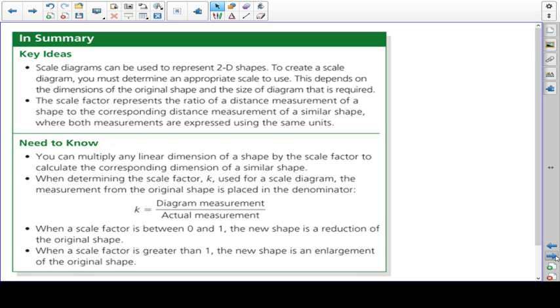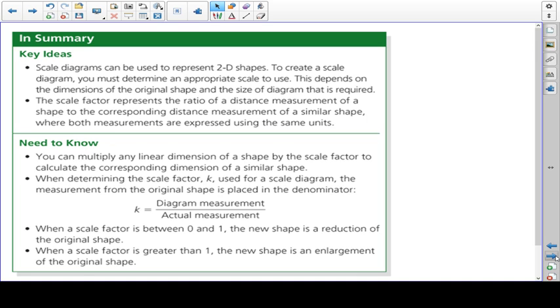So here are just some final thoughts before leaving you to do some work. Scale diagrams can be used to represent two-dimensional shapes. We need to find an appropriate scale to use. This depends on how big of a diagram we can make or need to make and the dimensions of the original shape. The scale factor represents the ratio of a distance measurement of a shape to the corresponding distance measurement of a similar shape, where both measurements are expressed using the same units.